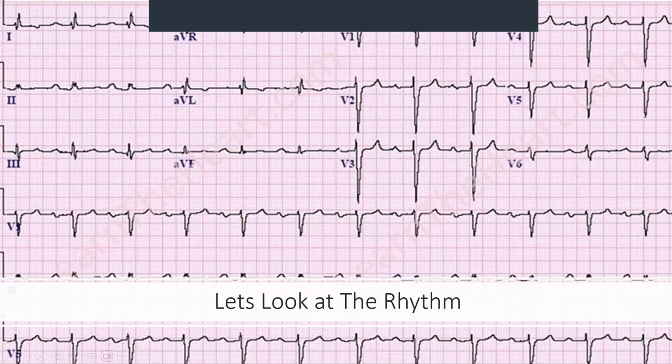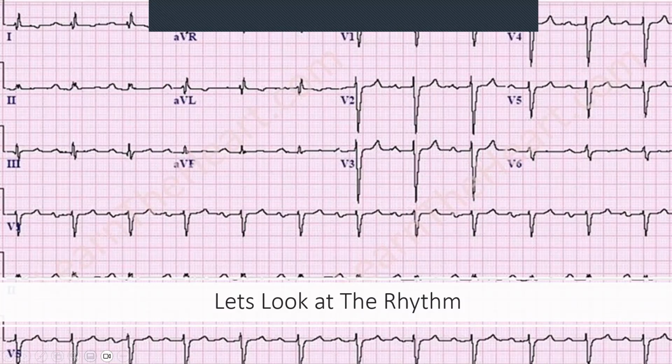All right. So here's our rhythm strip at the bottom. Do we have P waves? Okay, we do have P waves. What about our PR interval? Is it long or short? It's long. Is it consistently long? So it's always long. It's more or less the same right throughout. Our QRS complexes, are they narrow or wide?